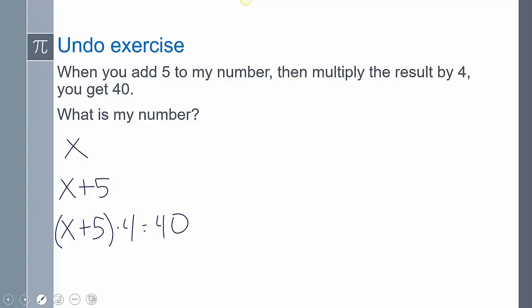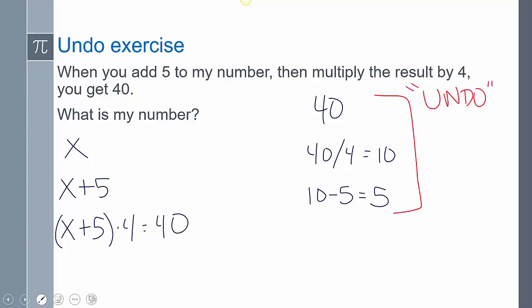So I started with 40, but instead of multiplying by 4, I divided by 4. And then instead of adding 5, I subtracted 5. And so 5 was my original number. Let's go through this. If I plug in 5, 5 plus 5 is 10, and 10 times 4 gave me 40. Now what you just did was, quote-unquote, undo my equation. This is essentially an inverse, and we're going to see that throughout this lesson. So we undid that expression.